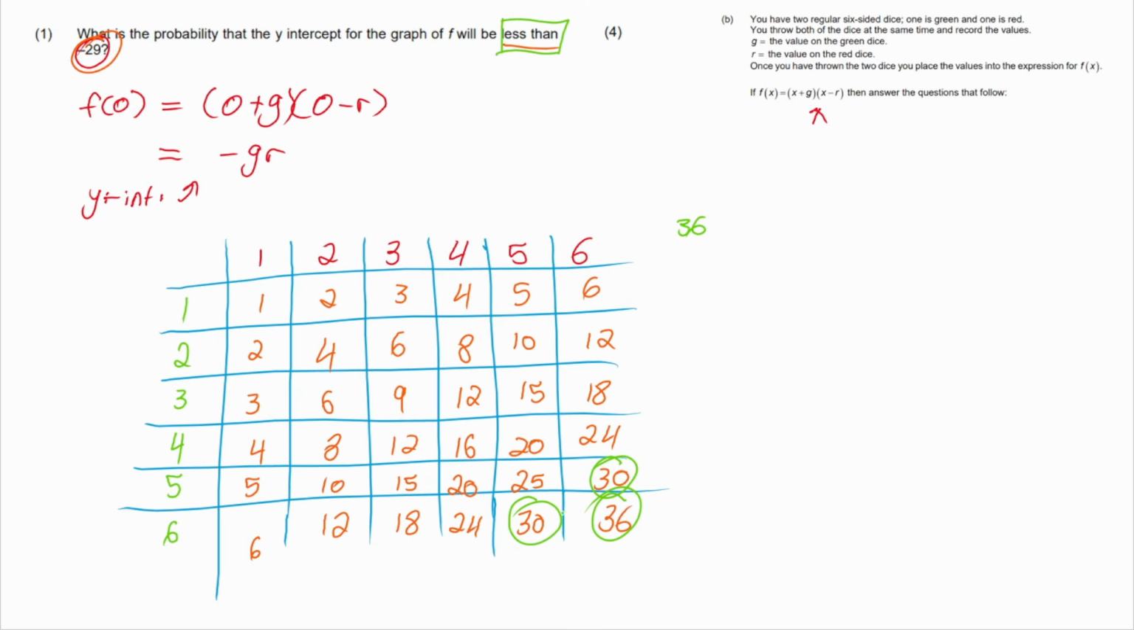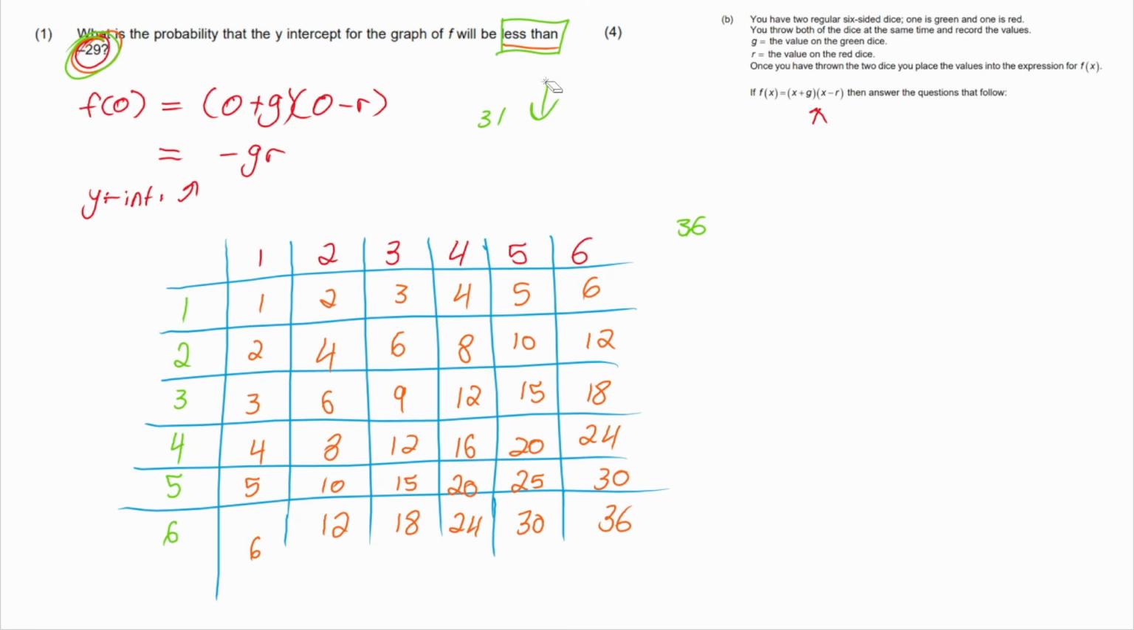So what is the probability? If 3 are more than 29, how many are less? 33 will be less than 29. But we need to be careful here, because they're saying less than negative 29. So what values are less than negative 29? Negative 30, negative 31, these are all less than negative 29.